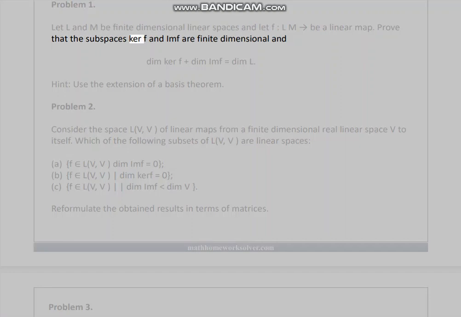Problem 1. Let L and M be finite-dimensional linear spaces and let F: L → M be a linear map. Prove that the subspaces Ker F and Im F are finite-dimensional and dim Ker F plus dim Im F equals dim L. Hint: use the extension of a basis theorem.